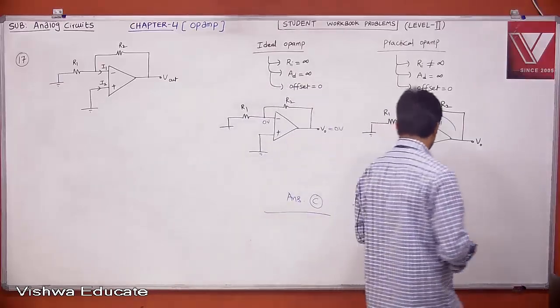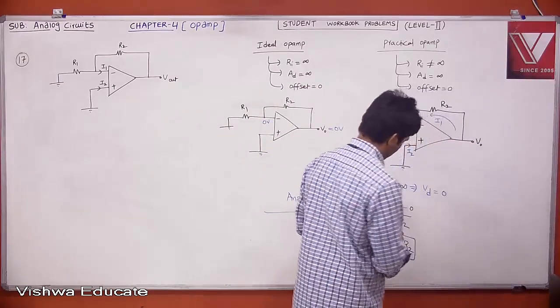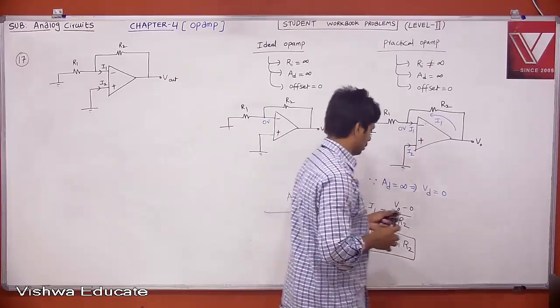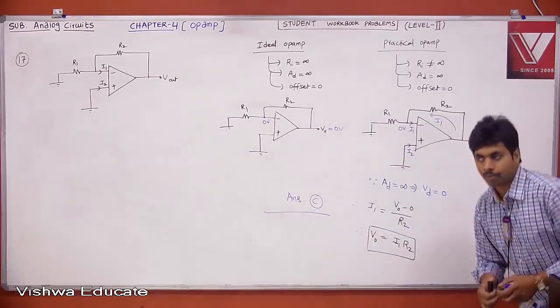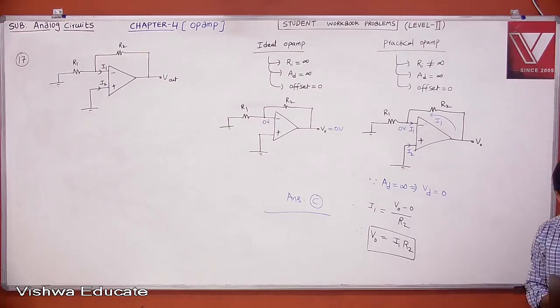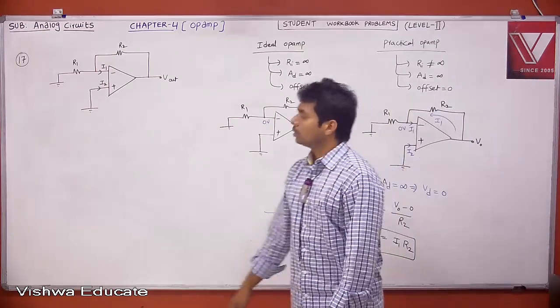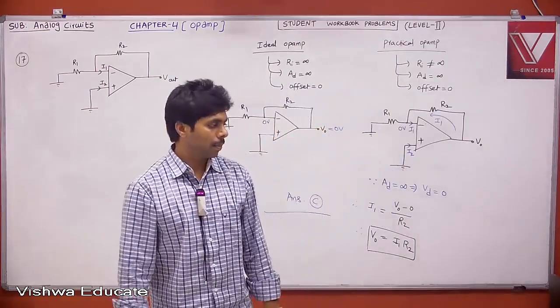Take it. This is I1. With this I can say problems are over. Problems are over for level 2.